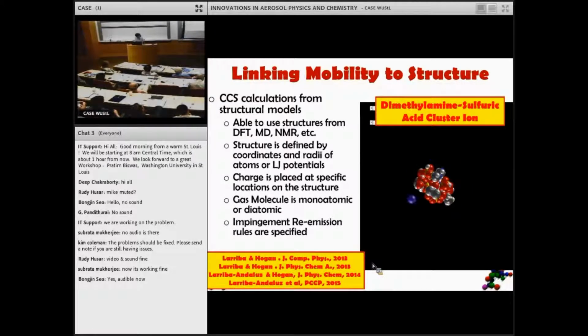And what you're looking at here is gas molecule scattering off the surface of a dimethylamine sulfuric acid cluster ion. This particular structure with water vapor molecules came from Murray Johnston's group, who we collaborate with. And what's being calculated here is the collision cross-section orientationally averaged through looking at momentum transfer from this gas molecule to this specific cluster ion. And so we can get these collision cross-section ratios, and they go in as inputs into our calculations.